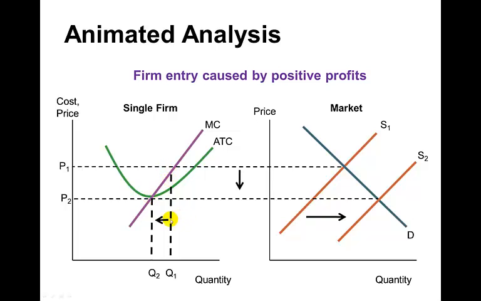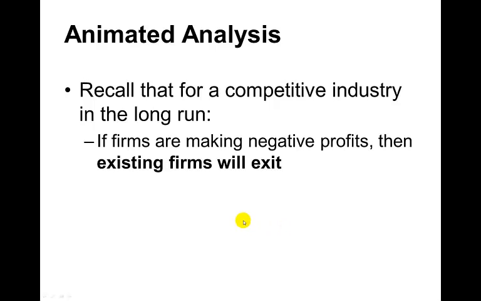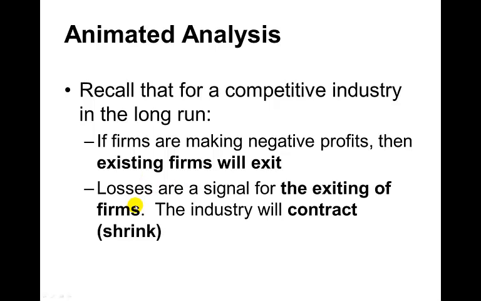So what happens? Well, my individual firm produces a little bit less because the price it receives drops. But in the aggregate, the market as a whole, the industry produces more. What about the opposite? Well, if firms are making negative profits in the short run, then some firms will exit. So that exit will continue until firms are just breaking even.